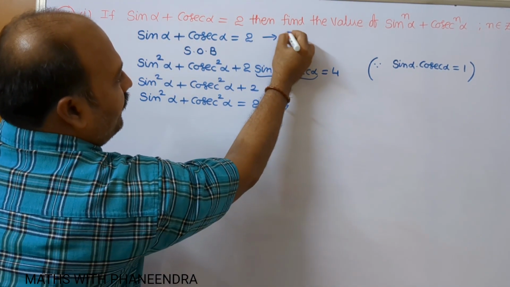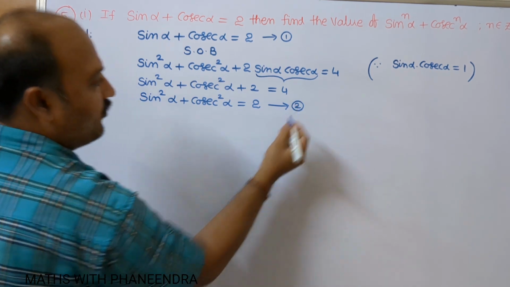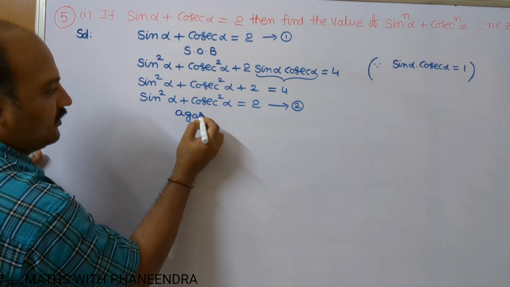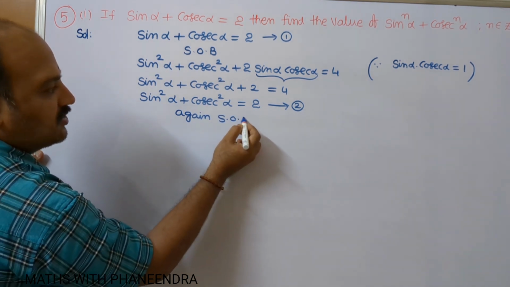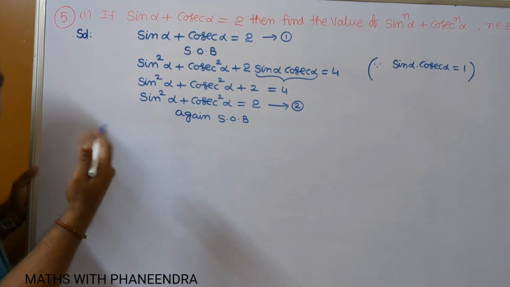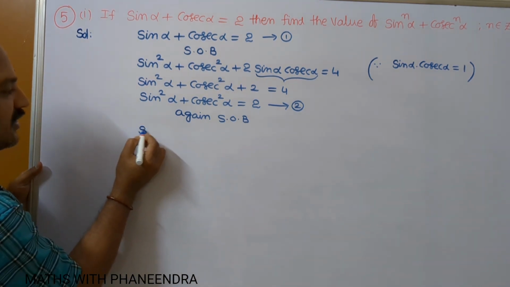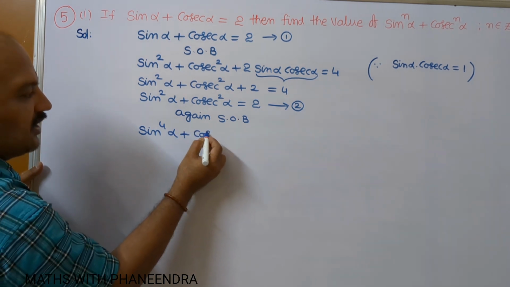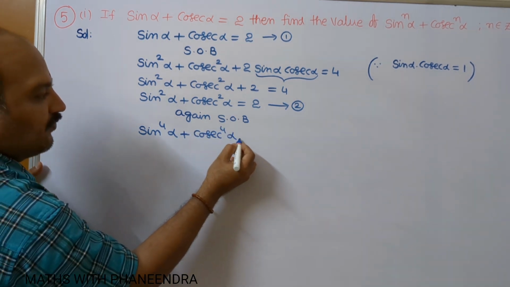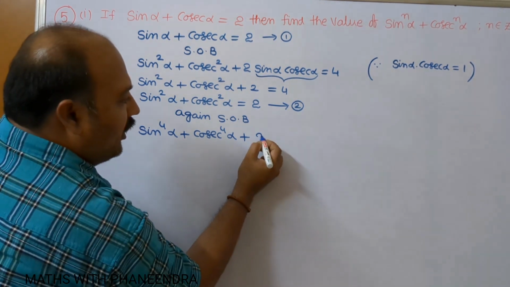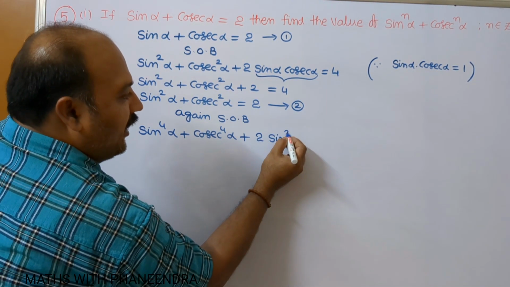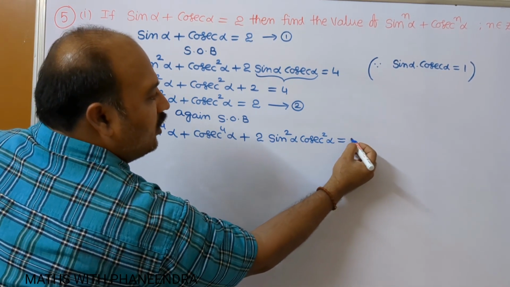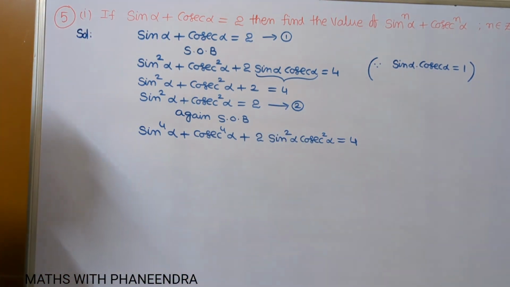This is 1, this is 2, again squaring on both sides. This is a, this is b, (a plus b) whole square. So (sine square alpha plus cosecant square alpha) whole square means sine power 4 alpha plus cosecant power 4 alpha plus 2 into sine square alpha into cosecant square alpha is equal to, again, 2 square is 4.